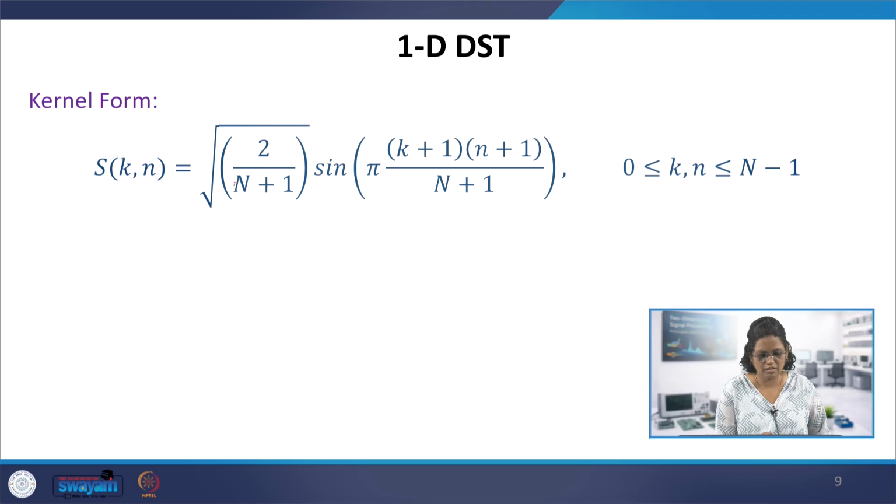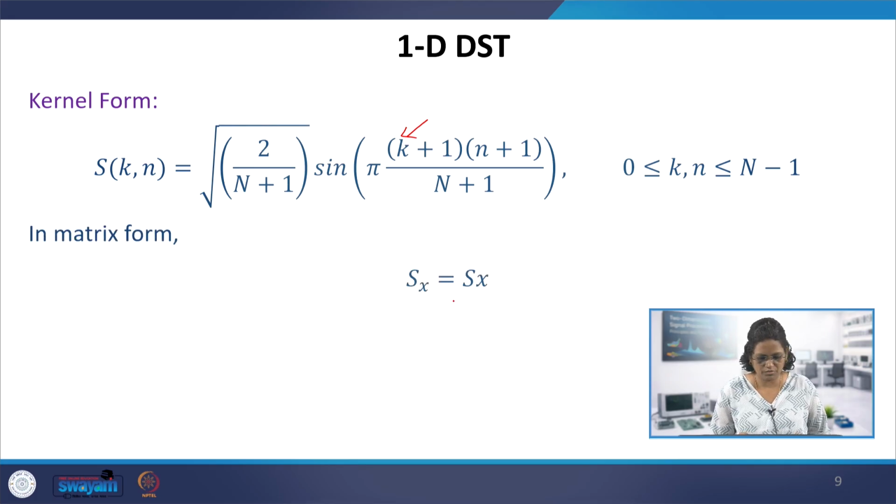For the given signal length N, k is the bin index, as we have discussed in the DFT and DCT. Everywhere this k represents the frequency bin index, and small n is the time domain samples. So we can have this kernel matrix of size N cross N. We can obtain this kernel with n varying from 0 to N minus 1 and k varying from 0 to N minus 1. If we take it, we will get the matrix form of the kernel here. So this is obtained from the basis function.